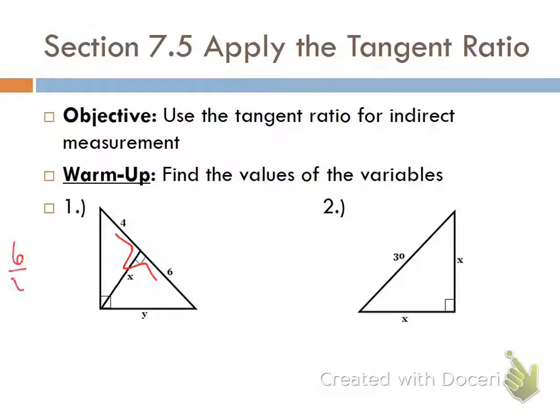Okay, we could do 6 over x equals x over 4. Cross multiply, we get x squared equals 24. To get x alone, we would have to square root both sides. We should get x equals 2 root 6.